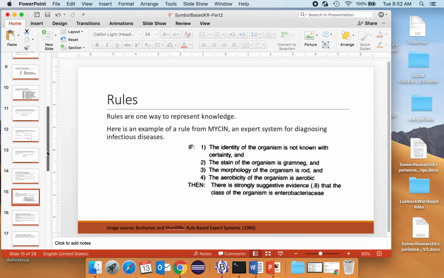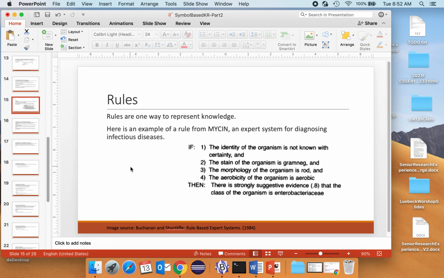Okay, so let's talk a little bit about rules. Here's an example of what we want to talk about. Many times expertise is captured in rules. This is a rule from MYCIN, an expert system for diagnosing infectious diseases. These are from the 80s. This example is from Buchanan and Shortliffe's rule-based expert systems.